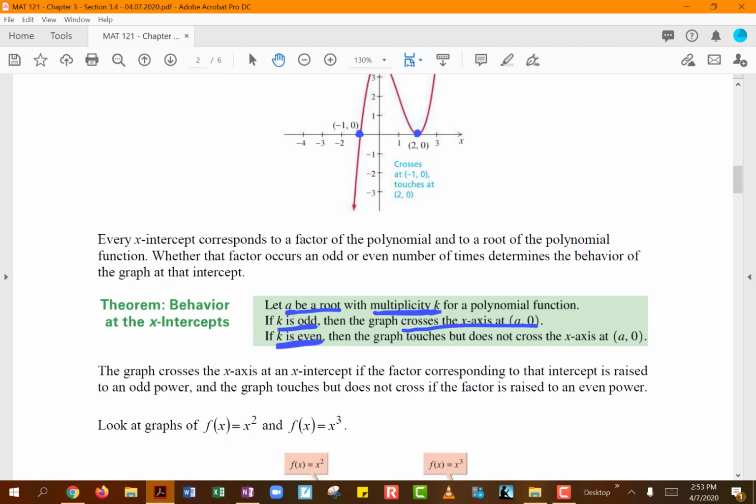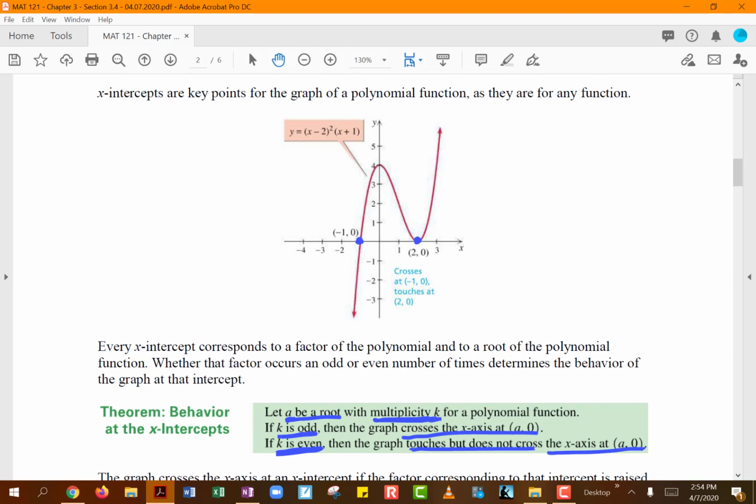If k is an even number, then that means your graph will touch, but it does not cross at that x-intercept of a, 0. So you can see right here at -1, 0, your -1, 0 is coming from this factor over here, x plus 1, and it's of course raised to the first power. So that's an odd number, right? So that's why it's crossing at -1, 0, but your other x-intercept, which is 2, 0, is coming from this factor, which is x minus 2, and you can see that guy is raised to the second power.